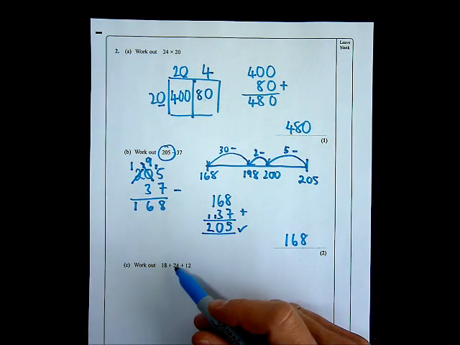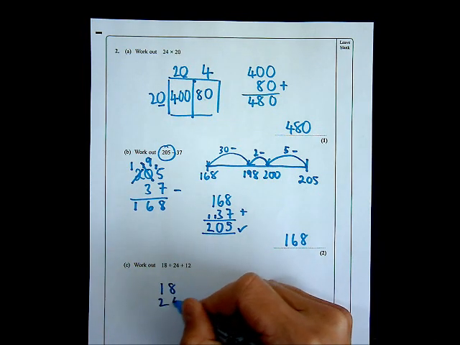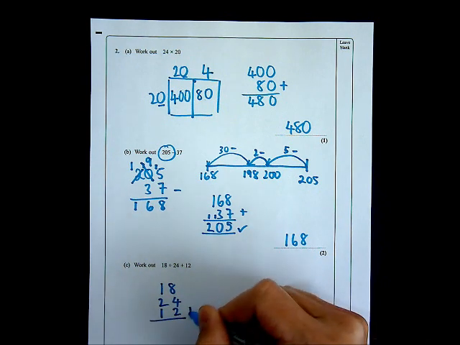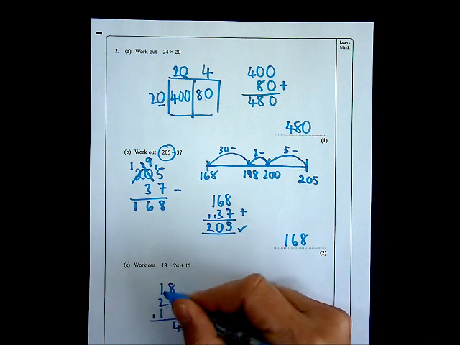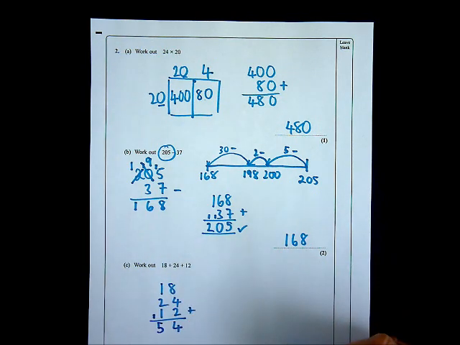In part C, I'm asked to add 18, 24 and 12. So I'm going to add them up using the column method. So 8 add 4 is 12, add 2 is 14. 1 add 2 is 3, add another 1 is 4, add the 1 is 5. So my answer there would be 54.